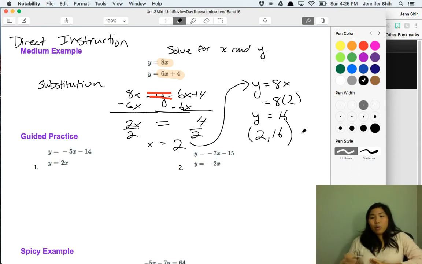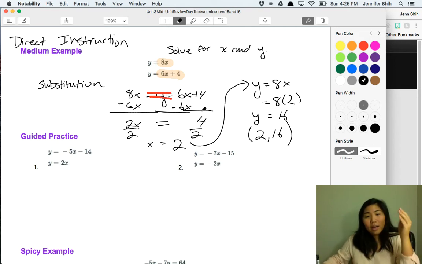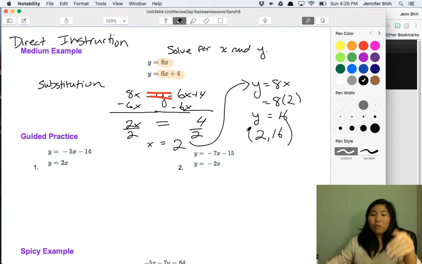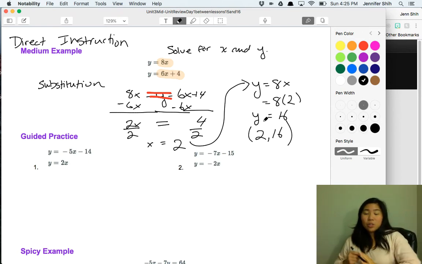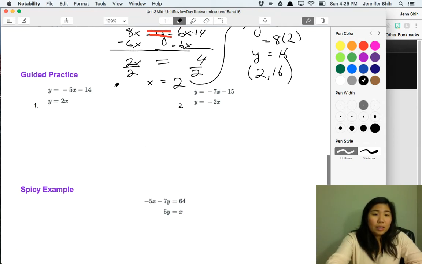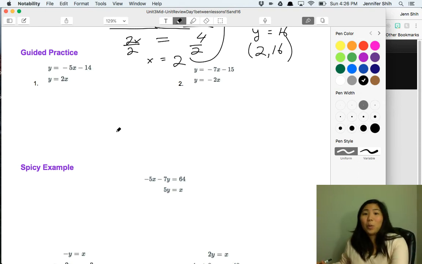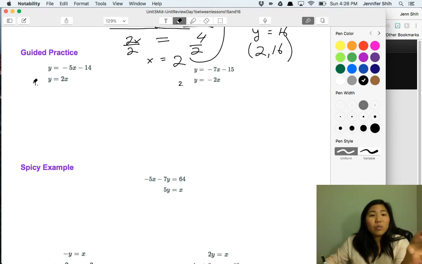So this was an example. I think the biggest takeaway in this example is writing the expression like 8x is equal to y, which is also equal to 6x plus 4. And then you use that to solve this part down here. So what we're going to do now is move into guided practice where you are going to write both of these examples into your notebook and you're going to solve them, and then you're going to check your answer. You're going to plug in what you get for x and y, and then you're going to see the answer.